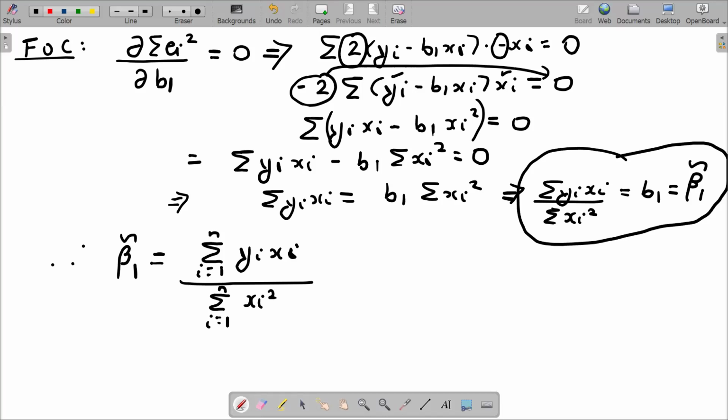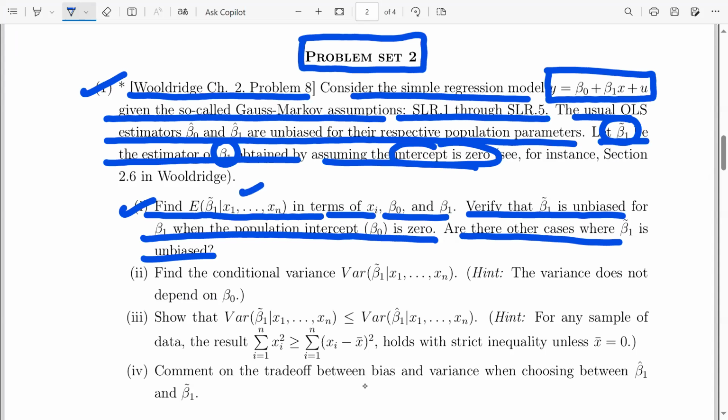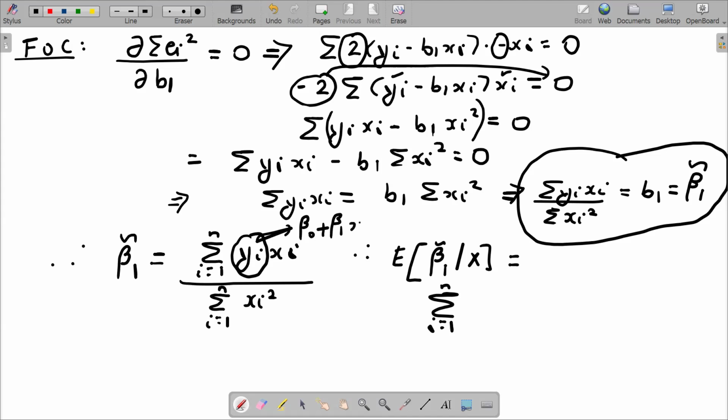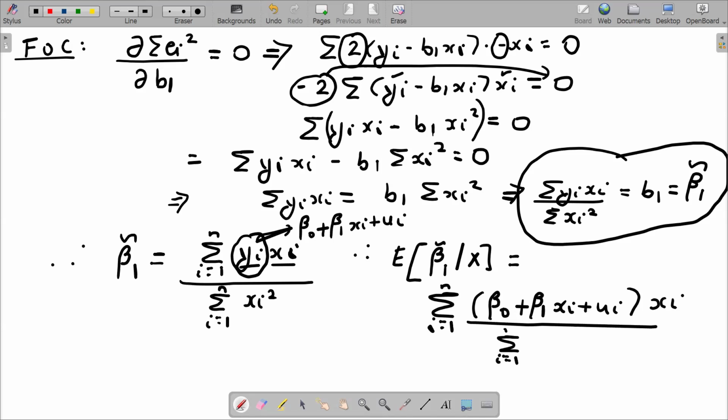Okay, now what is the next part of the problem set asking us? We now need to find the expected value of beta 1 tilde conditional on x. So on the whiteboard, I can write the expected value of beta 1 tilde conditional on the x's is going to be summation as i goes from 1 to n. Now everything has to be in terms of x's, so can I plug in the value of yi? What is yi, guys? Remember, yi itself is beta naught plus beta 1 xi plus ui. This is my true regression equation. So I plug in the value of yi as beta naught plus beta 1 xi plus ui, times xi, whole divided by summation as i goes from 1 to n xi².